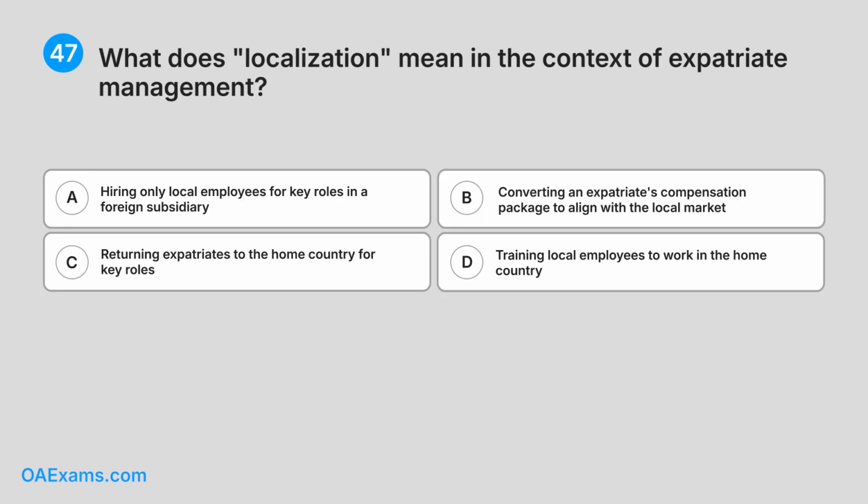47. What does localization mean in the context of expatriate management? A. Hiring only local employees for key roles in a foreign subsidiary. B. Converting an expatriate's compensation package to align with the local market. C. Returning expatriates to the home country for key roles. D. Training local employees to work in the home country. What do you think is the answer?